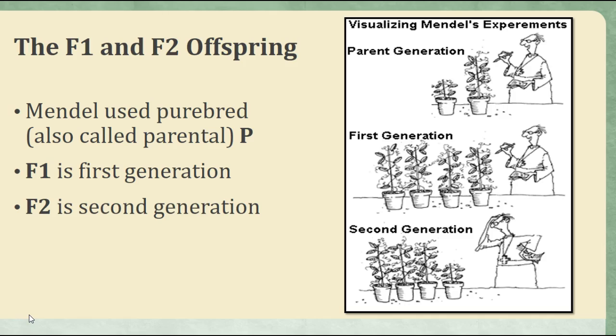Let's take a look at the generations that Mendel came up with in his experiments. So the purebred parents, we'll call them parents, they're the parental generation. They're the start of the experiment. And they are called the P generation. P for parent or purebred.